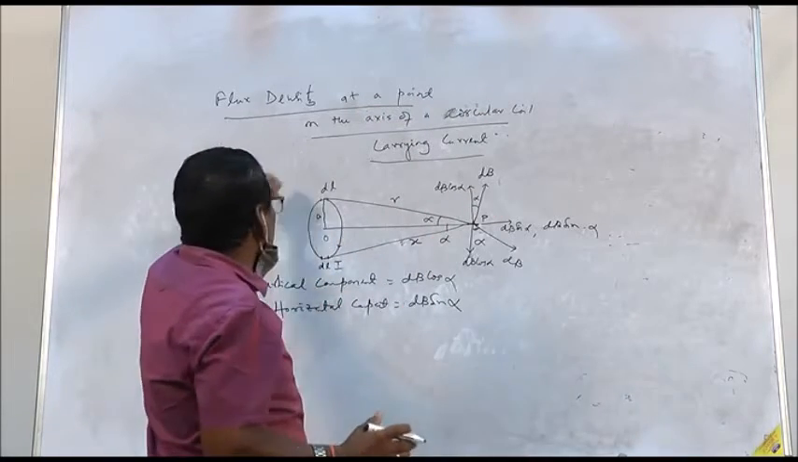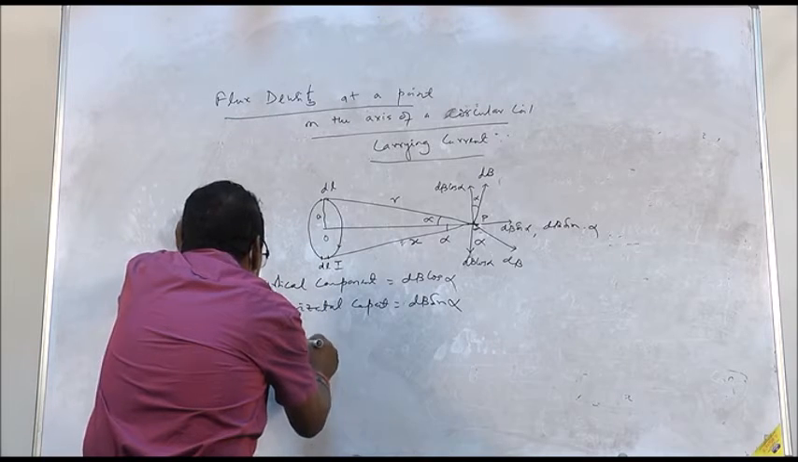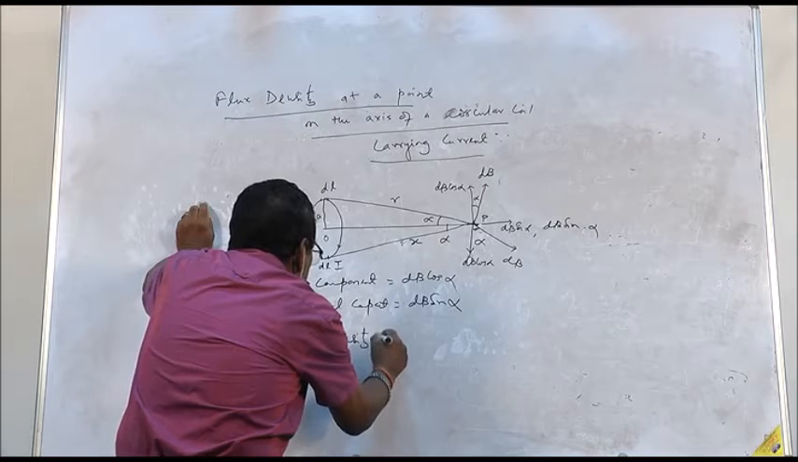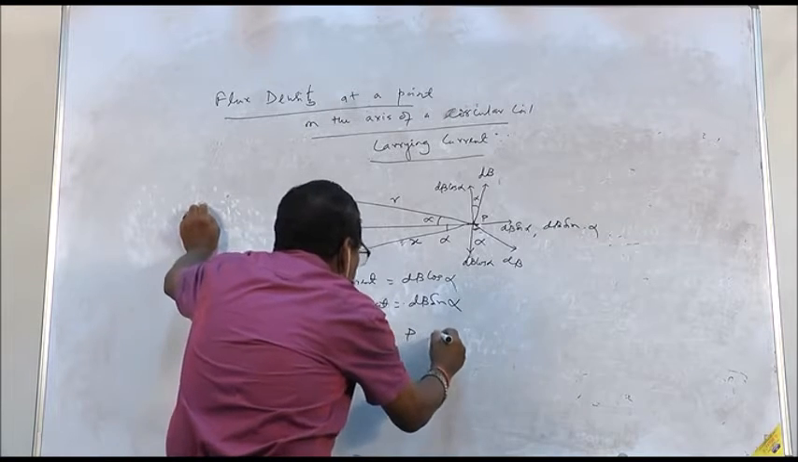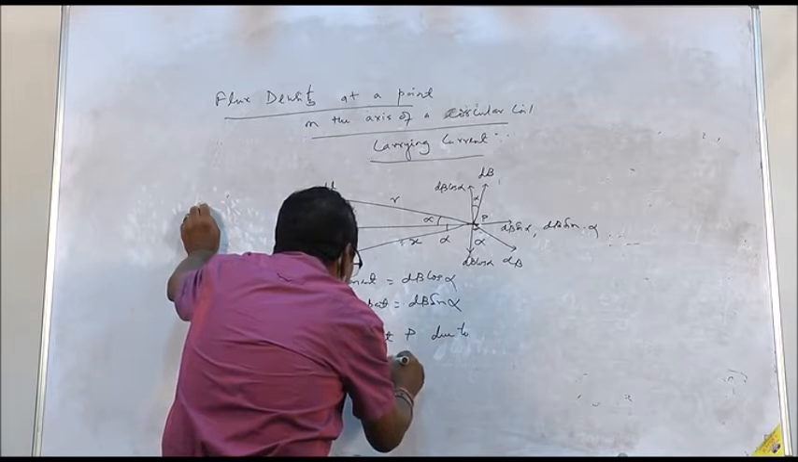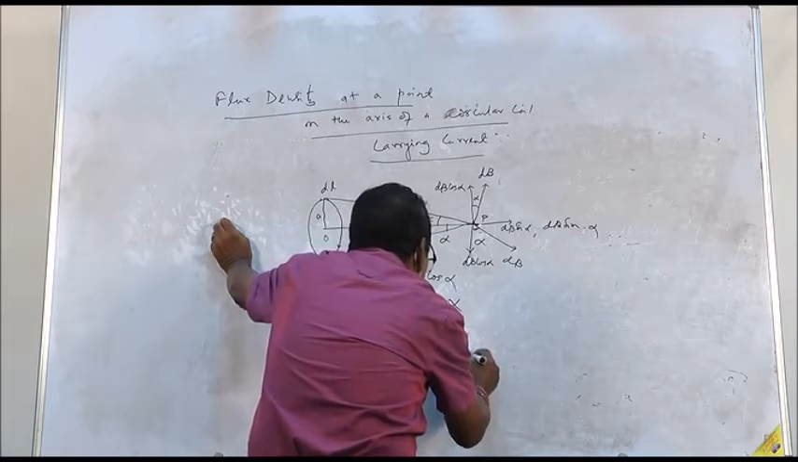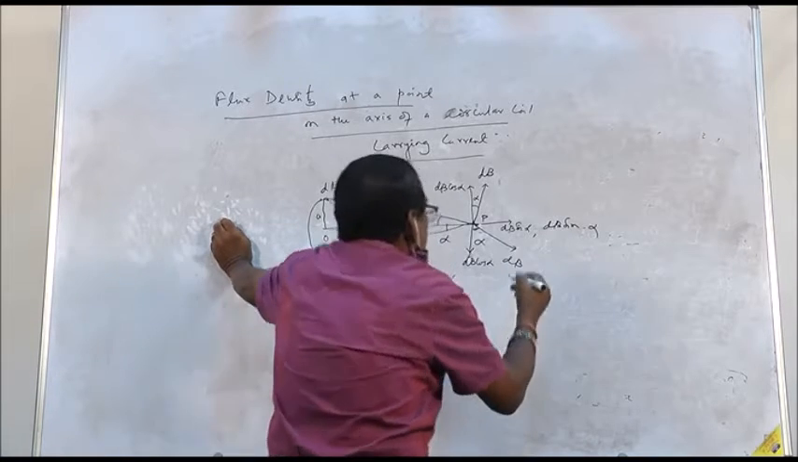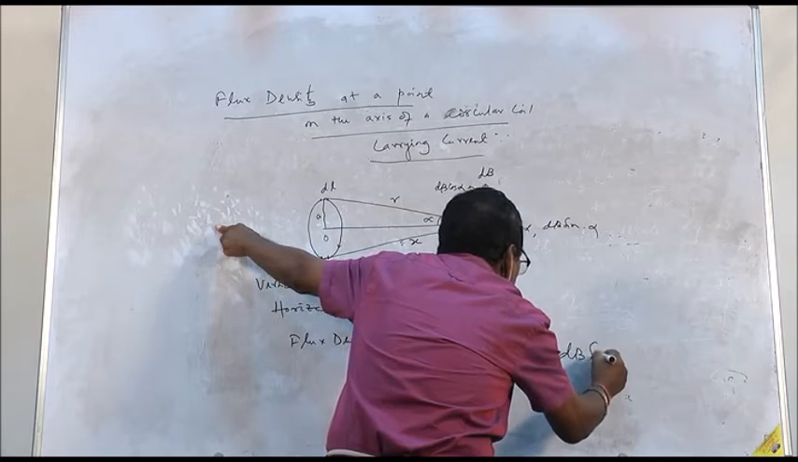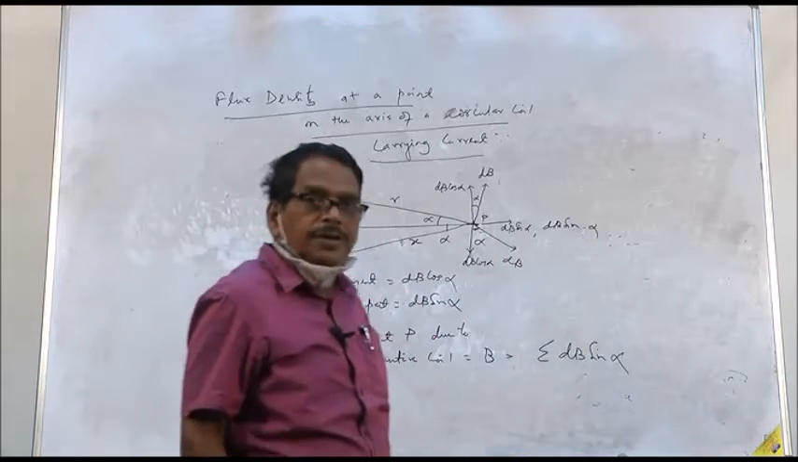So, when the entire coil is considered, the flux density at P due to the entire coil is B, that is equal to the summation of all dB sin alpha.